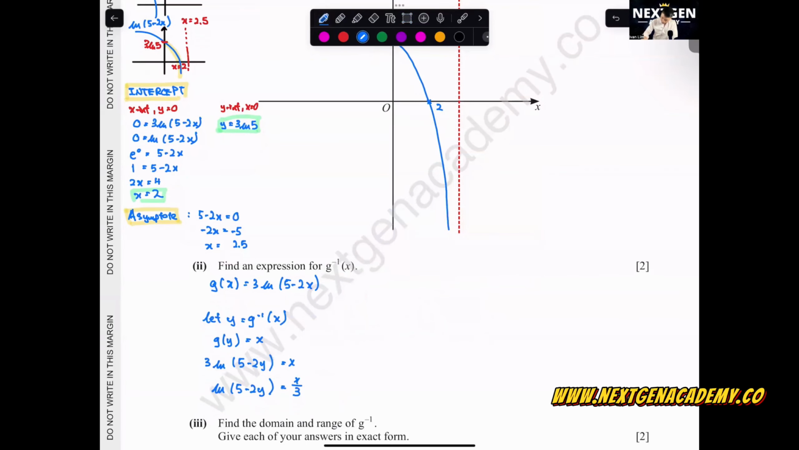Then from here, 5 minus 2y equals to e to the power of x over 3. Minus 2y equals to minus 5. Wait, I want to rearrange here. 5 minus e to the power of x over 3 equals to 2y. So 5 minus e^(x/3), all over 2, equals to y. Okay, the last one, just rewrite it: G inverse x equals 5 minus e to the power x over 3, over 2.